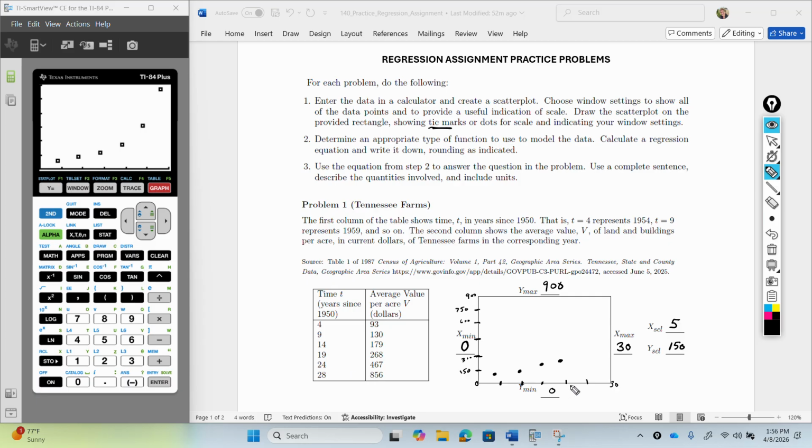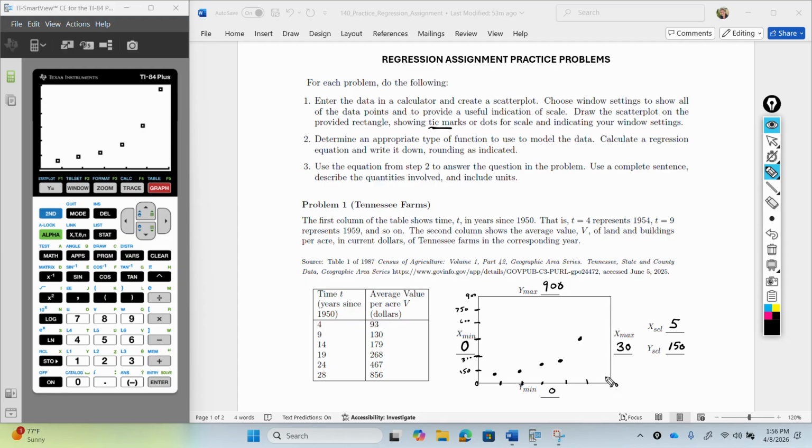24,467. Well, here's 25. 24 would be about there. And 467. Well, here's 450. So 24,467 is going to be just above 450. And then 28,356. So there's 30. 28 would be about there.